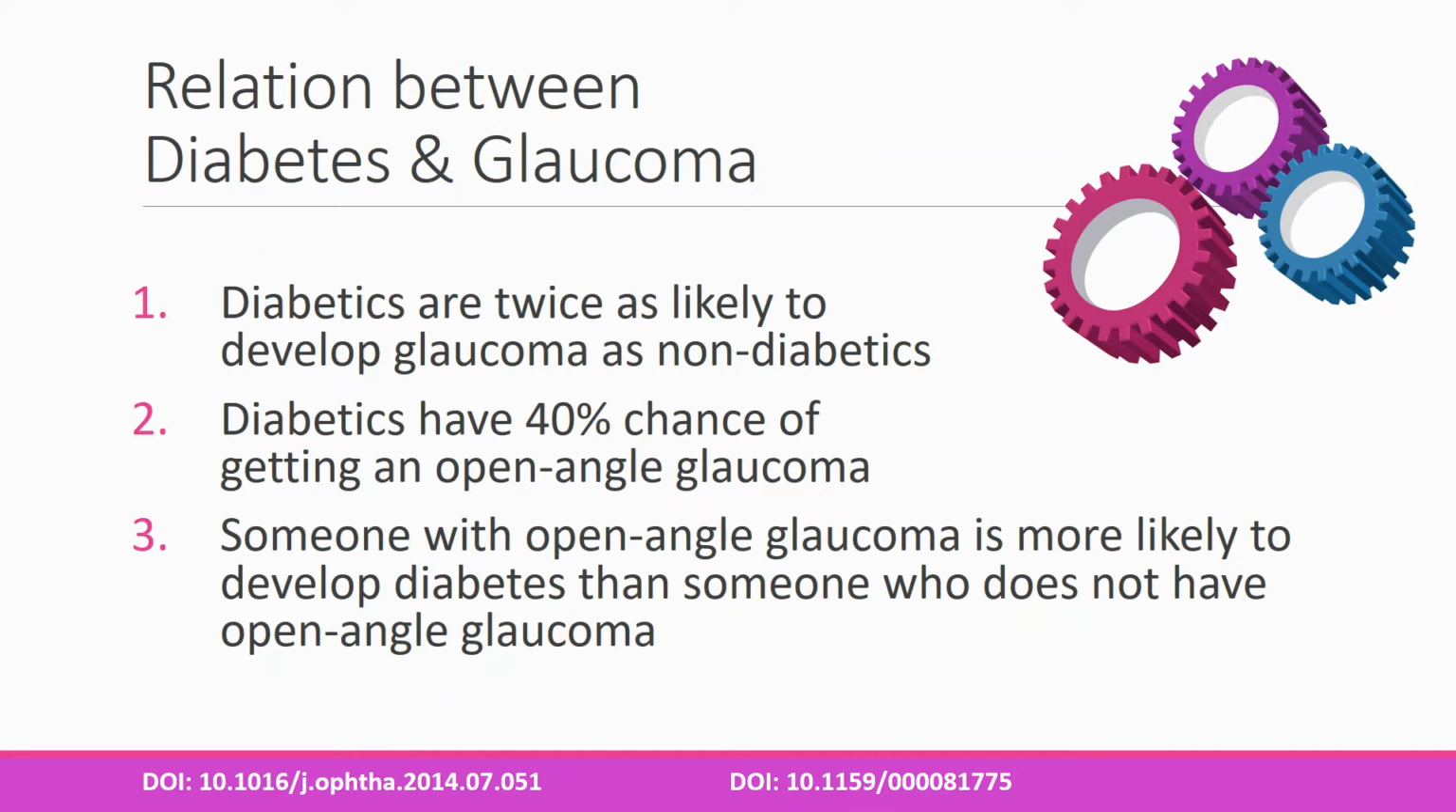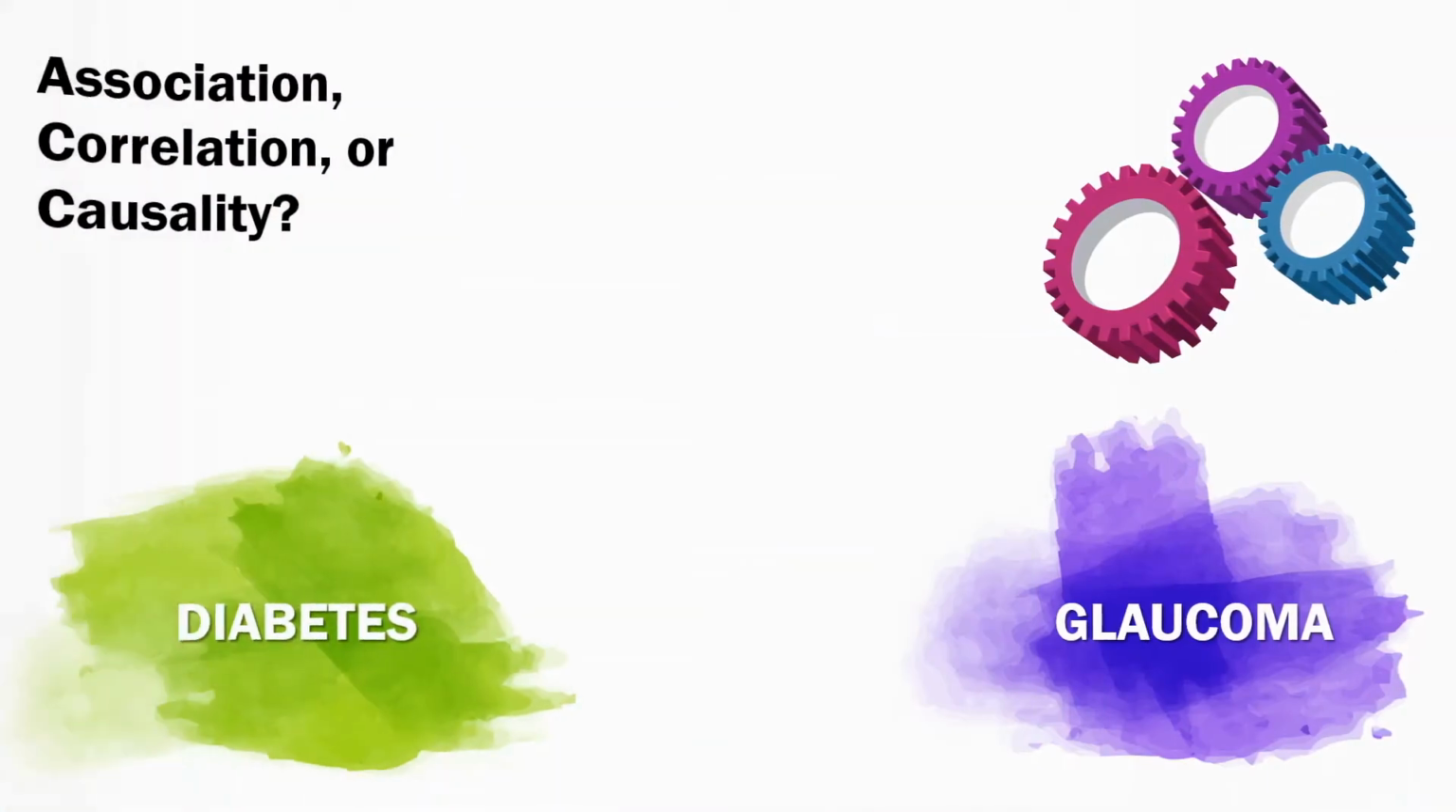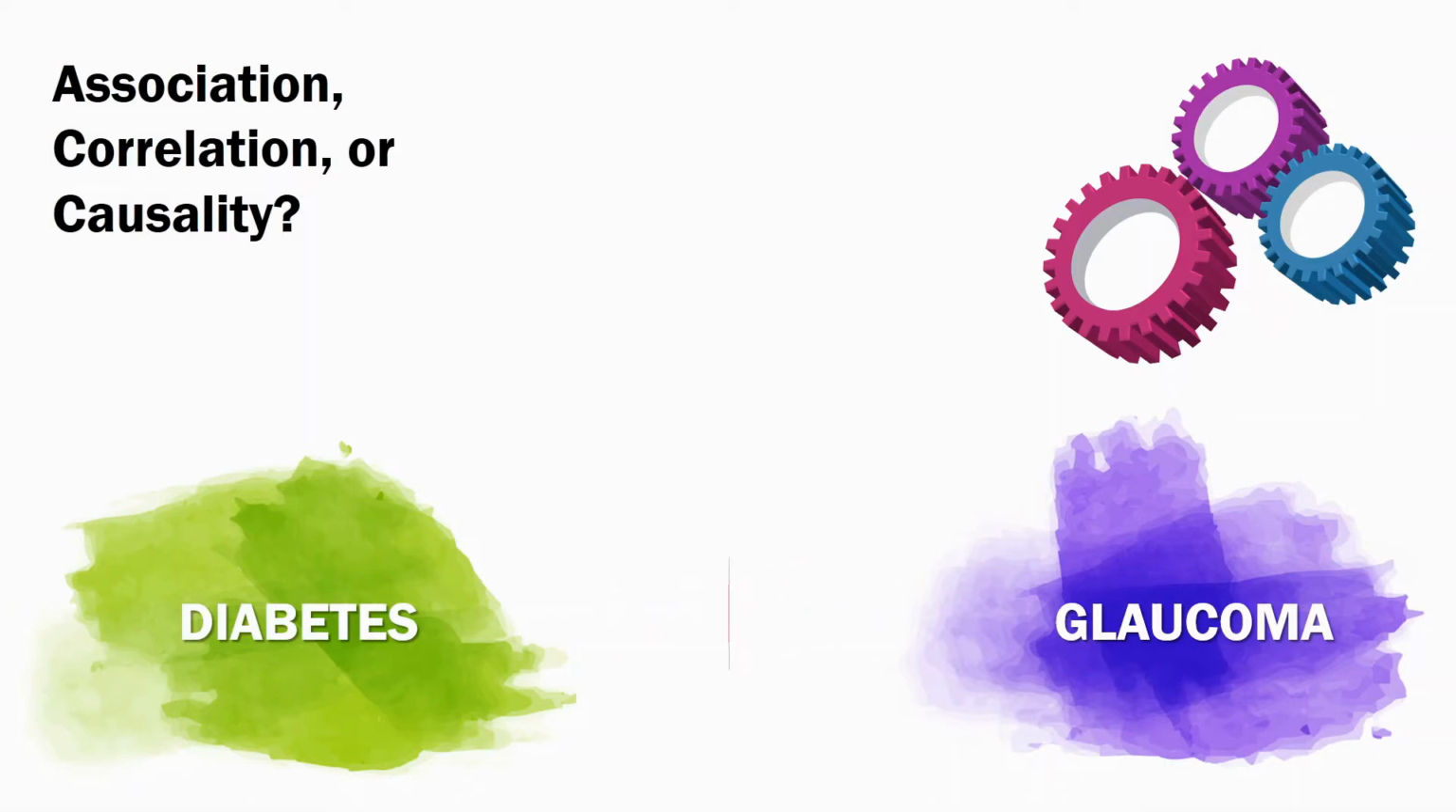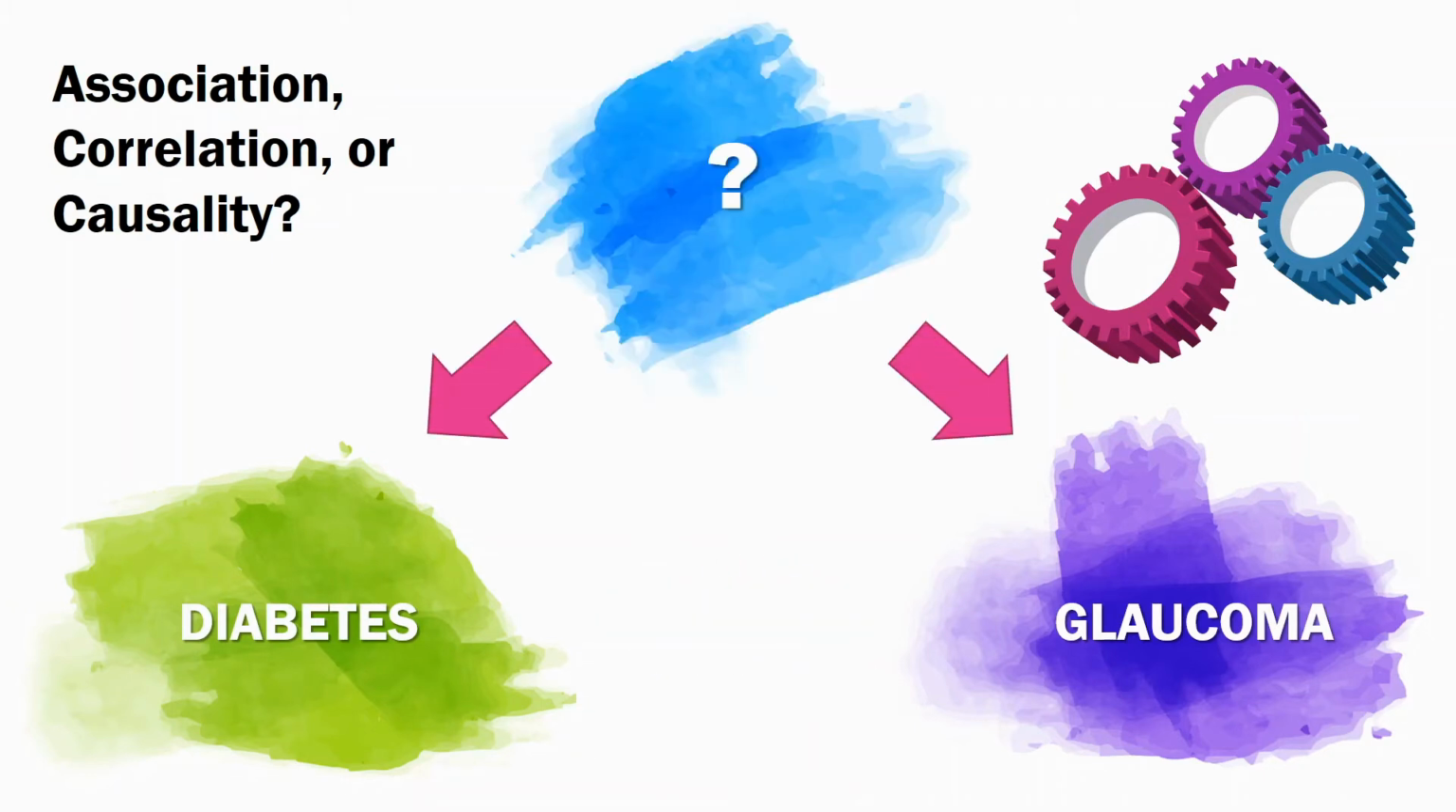Someone with open-angle glaucoma is more likely to develop diabetes than someone who does not have open-angle glaucoma. The links to these are given at the bottom of this screen. Thus, there is a definite association between the two conditions. However, we do not know for sure if diabetes causes glaucoma or glaucoma causes diabetes. It is also quite possible that some other condition may be causing both of them.